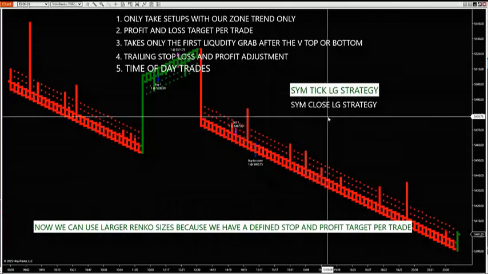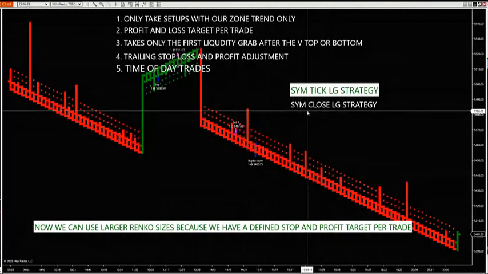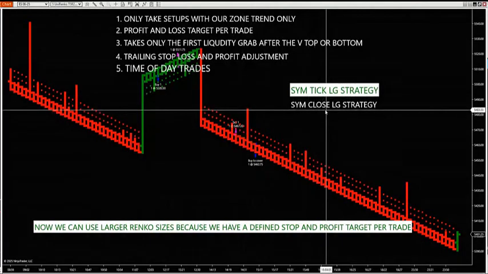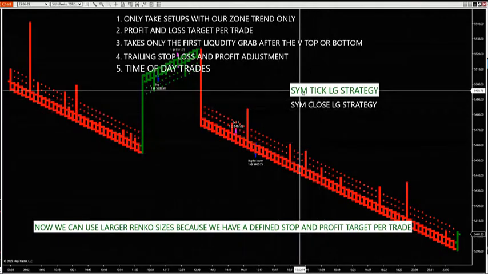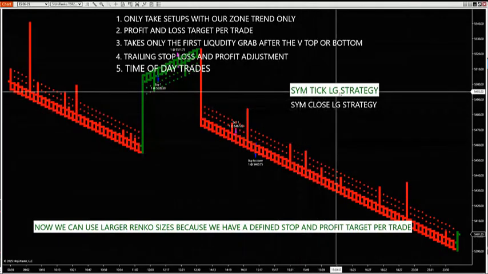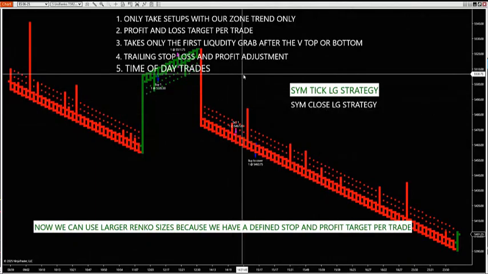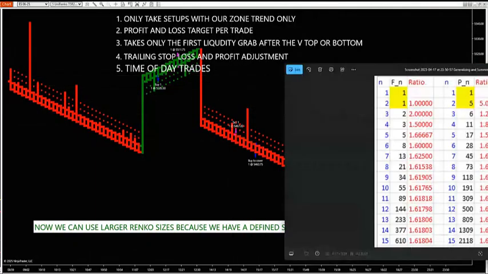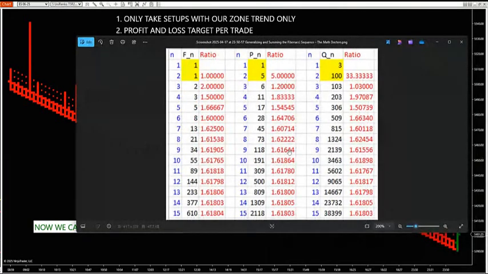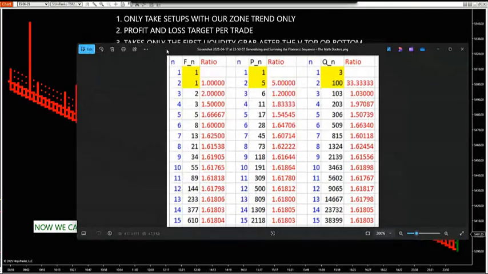You can use a sim close if you have larger accounts because it will take the noise out a little bit more of the Renko charts. But this gives you a predefined stop loss and profit target on these larger Renko sizes when I show you these Fibonacci combinations that we like to use on the tick, the offset, and the trend. We'll be going over this a lot going forward.